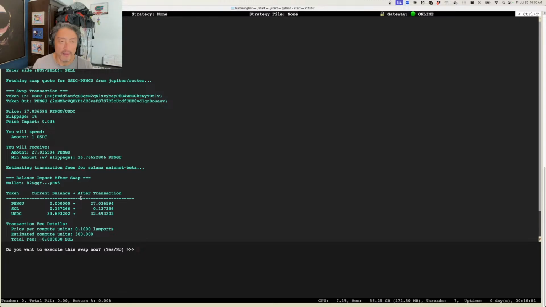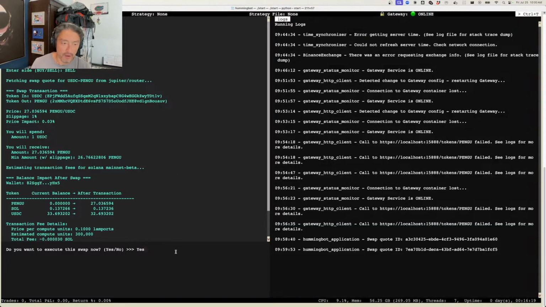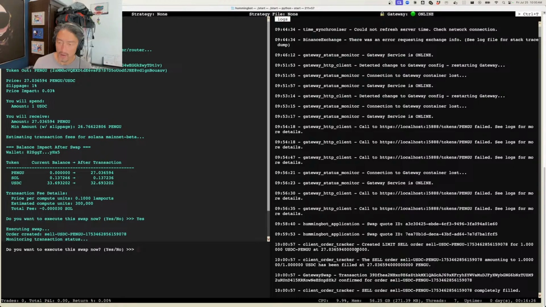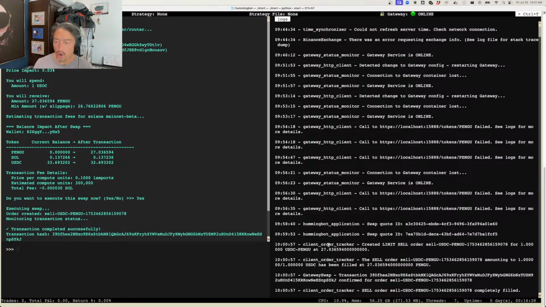I think the reason we pop up this confirmation modal is to tell you exactly how much you're going to be paying for the swap and what the effect on your balances will be afterwards. So if I'm happy with that, I can go ahead and just hit yes to execute. Let's see, the quote might have expired, but let's see if it does. Okay, great. Now that worked.